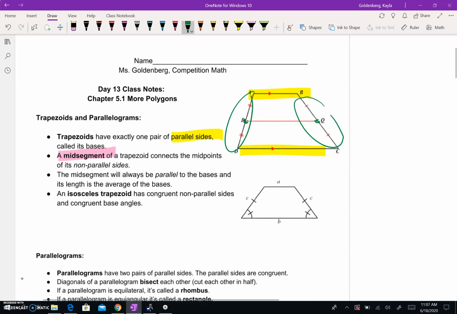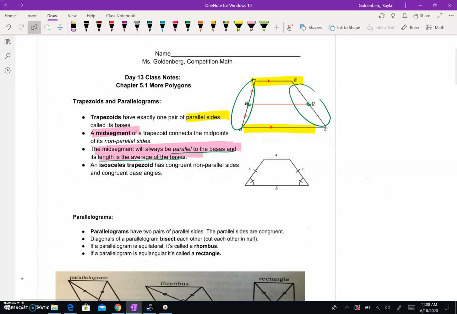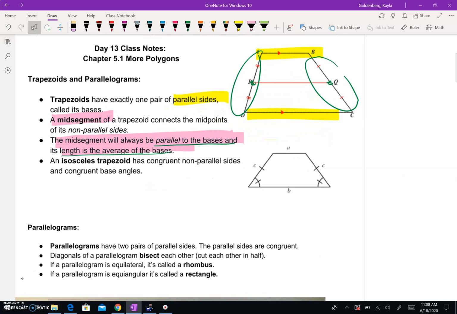And so that is what a midsegment is. A midsegment will always be parallel to the bases, and its length is an average of the bases. Kind of interesting. So that will come up occasionally. It's a very specific fact of trapezoids, but it has come up, so that's why we include it.